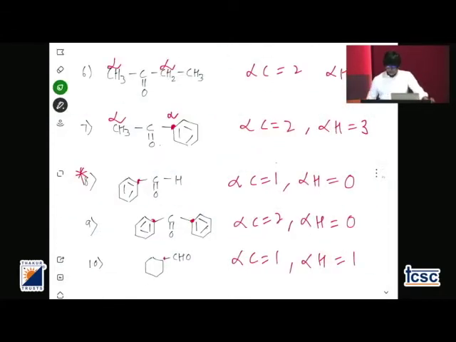Sixth structure, it has 5 alpha hydrogen. Seventh structure has got 3 alpha hydrogen, so both of them are selected. Will the eighth structure be selected for the movie? No. Why? Because it has no alpha hydrogen.